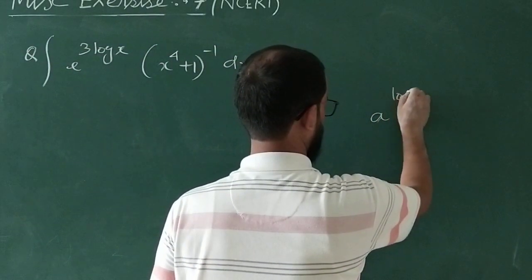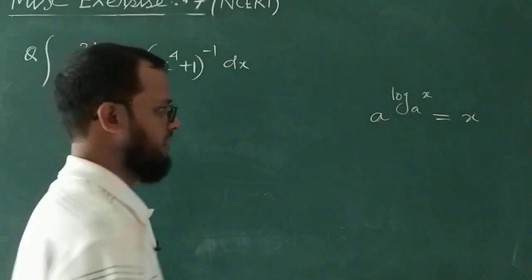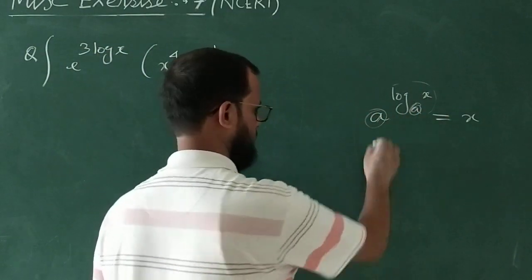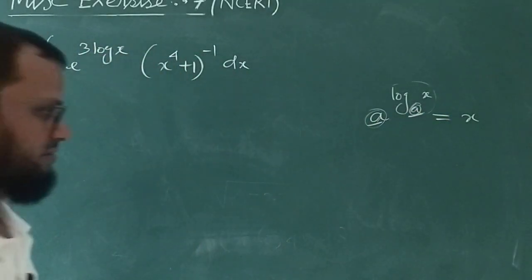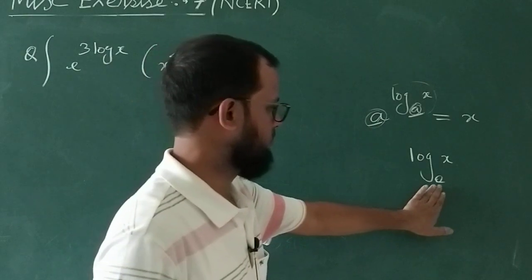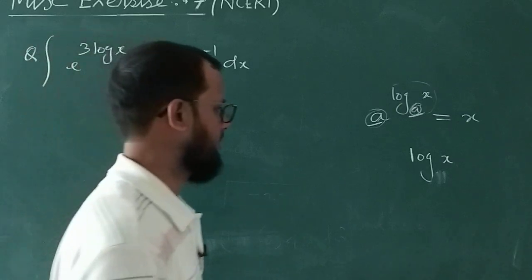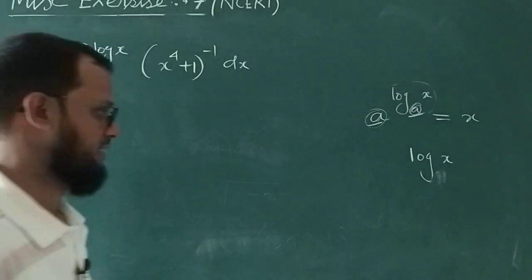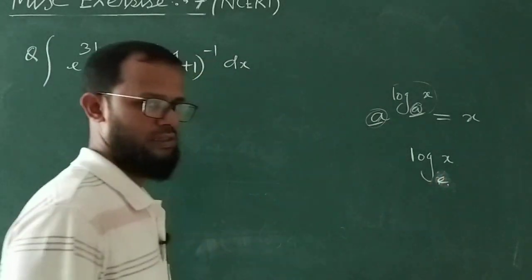a to the power log x to the base a, the result is always x. If the base of the logarithm and the number that the log is raised to are the same, then the result is x. Whenever I write log x, do not think the base is 10. The base is e. Log x means log x to the base e, which is ln x.